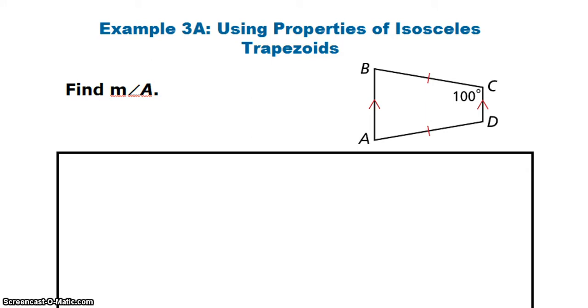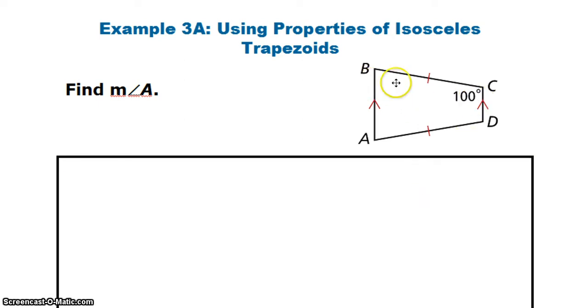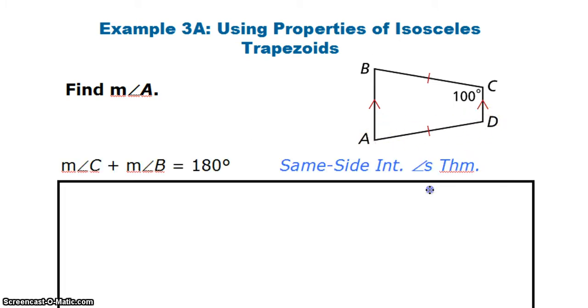Using properties of isosceles trapezoids, find the measure of angle A. Okay, we can see that this is an isosceles trapezoid, two legs which are congruent, exactly one pair of parallel sides. So if we know that angle C is 100 degrees, then we know that this angle, angle D, is also 100 degrees, right? And due to the fact that we have same side interior angles, we know that B and C are supplementary, as are A and D. Angles A and D are supplementary.